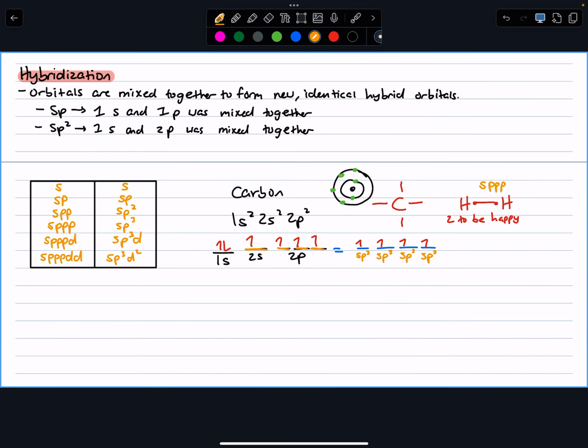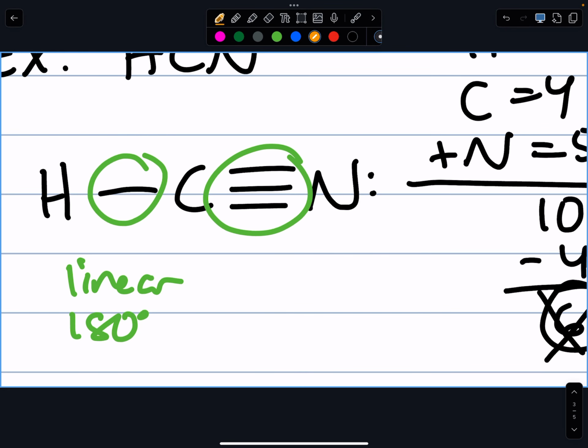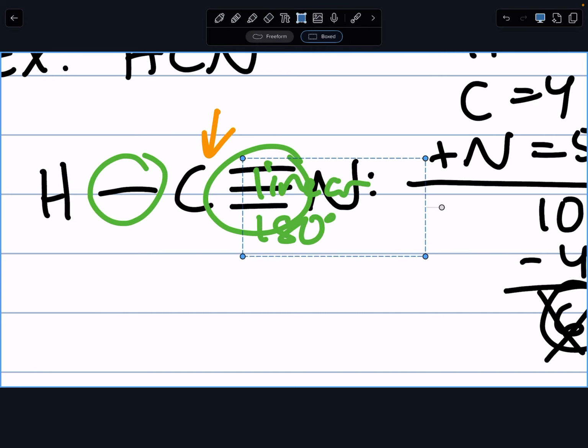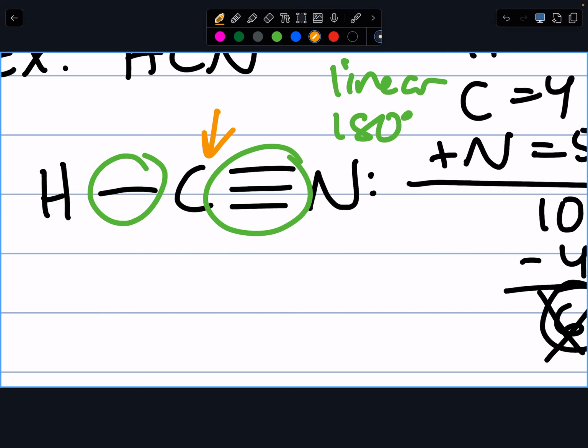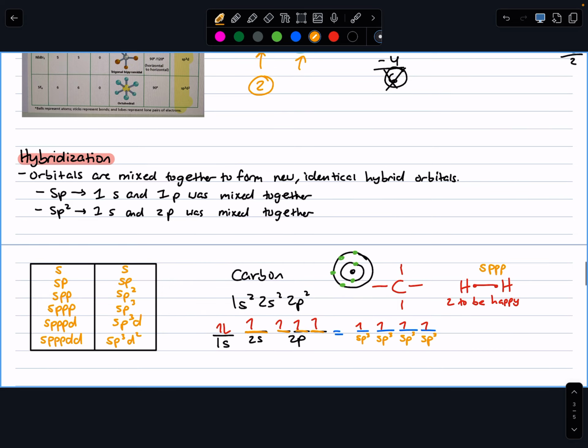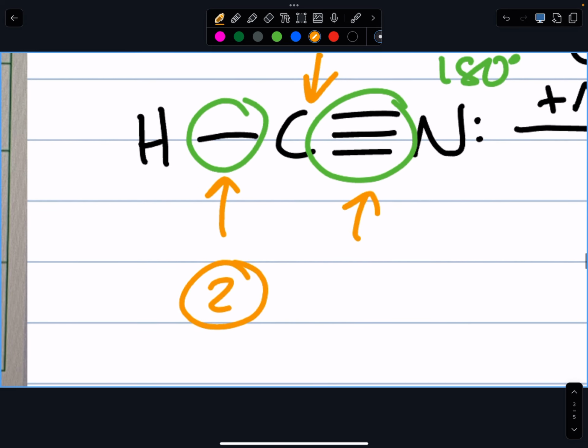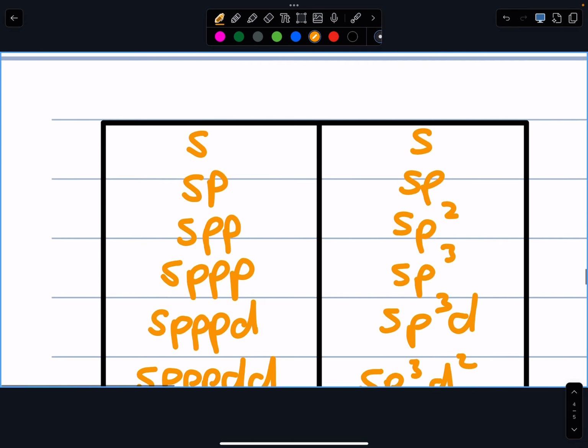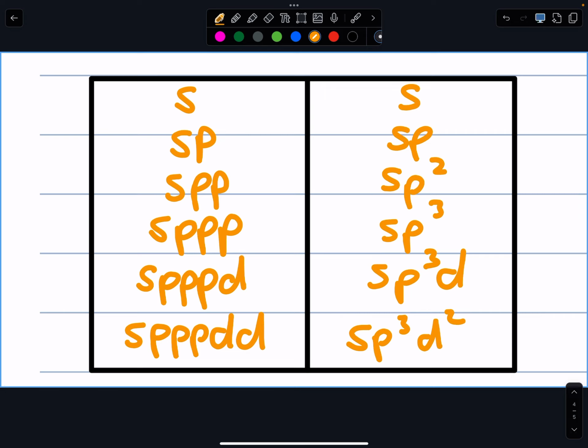So if I were to go back to this, to find the hybridization of the central atom of my molecule, I have to see how many things it's attached to. Well, how many things is it attached to? 2 things. The hybridization must match the number of groups. Again, how many things is it attached to? 2. So how many letters should be in my hybridization? 2. Which one has 2 letters? So that is an sp hybridized carbon.